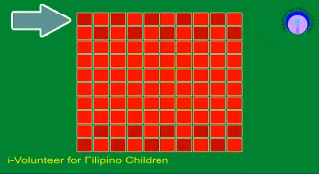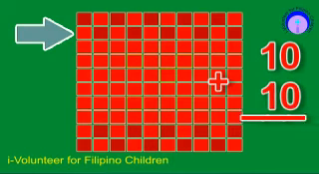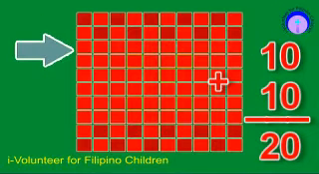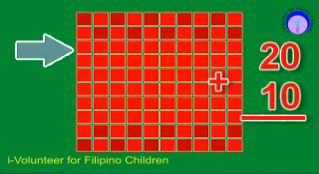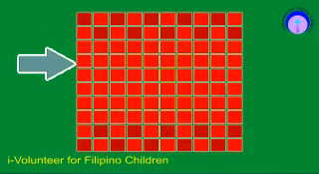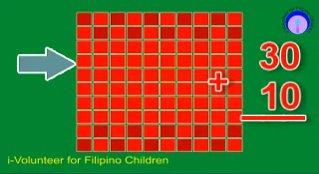Tara! The total blocks on the first row is 10, plus 10 on the second row to make it 20. For the third row, we have 20 plus 10 is equal to 30. On the fourth row, we have another 10.